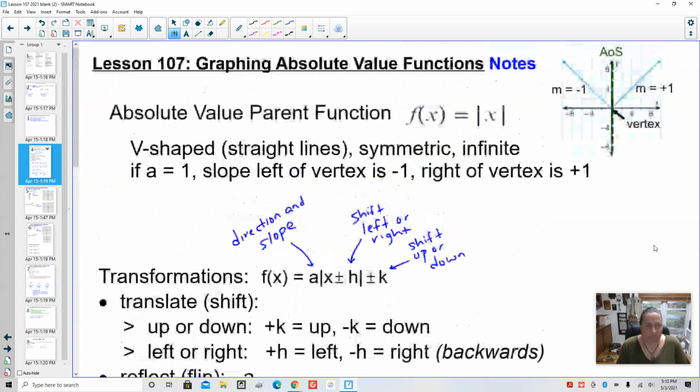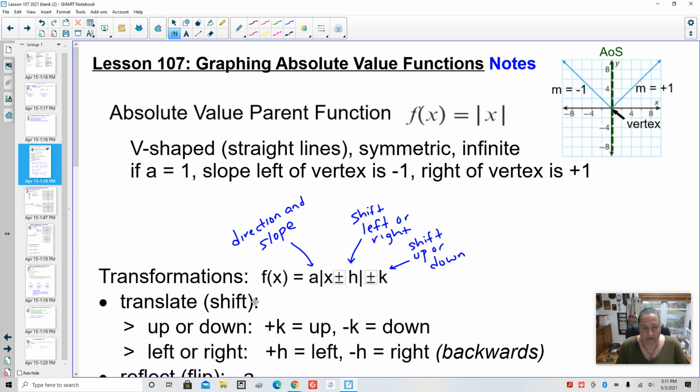Okay, so absolute value parent function f of x equals the absolute value of x. It gives us a V with a slope of -1 to the left and a slope of +1 to the right. The axis of symmetry is going to be along the y-axis, and the vertex is going to be right at the origin. It is V-shaped, so they make straight lines. It is not curves like the quadratics. It is symmetric, left and right should match, and it is infinite.